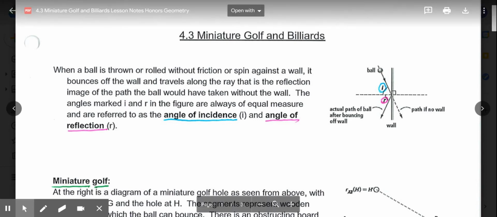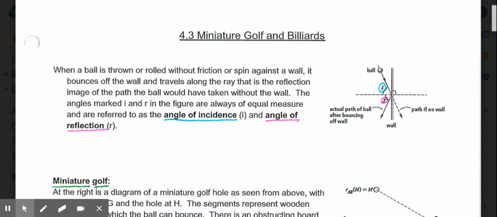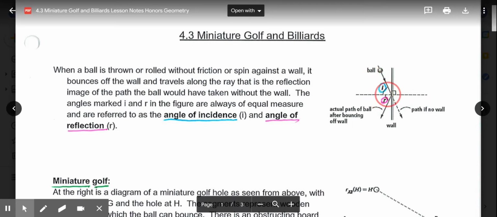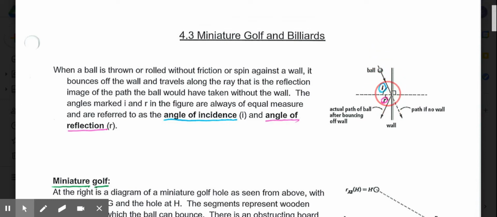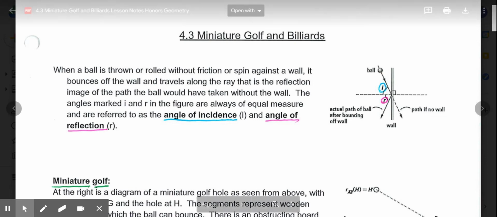The angles that are marked in this image, I and R, are special angles, and they always have equal measure. The angle of incidence, the angle in which the ball strikes the wall, here's our wall, will equal this angle of reflection. So the angle of incidence always equals the angle of reflection, and that is why it would be the reflection image, because angle measure is preserved.